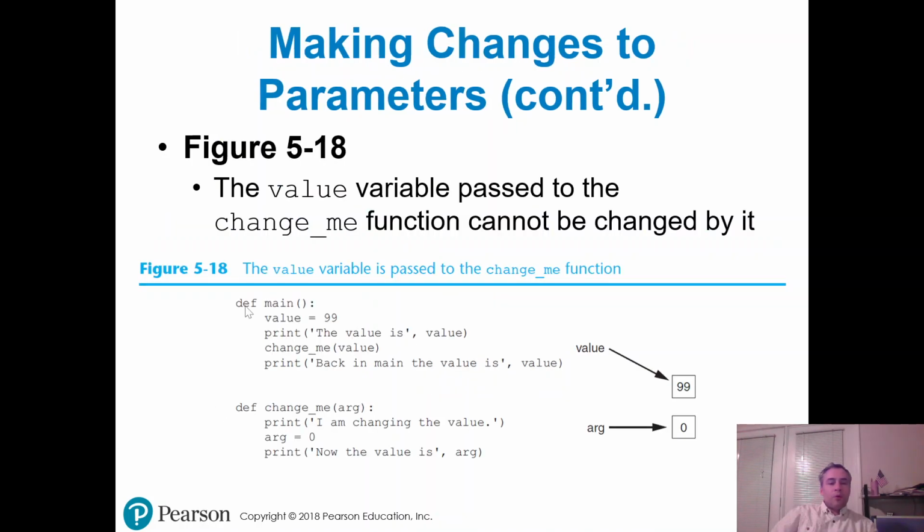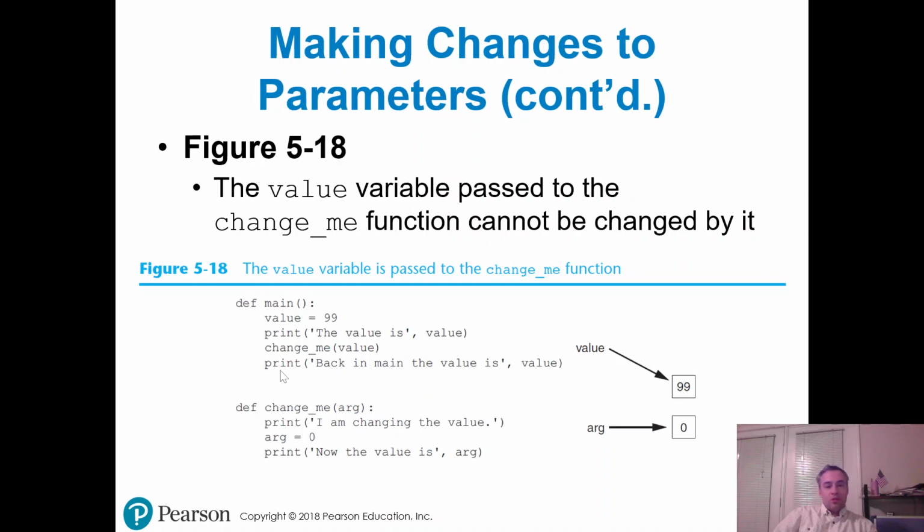In this example, we can define a value 99 in the main and send it to the change_me function. So it takes the value as an argument. The argument is actually 99. And the change_me function attempts to change it to 0. And locally, within the function, it does it. And when we run this function, it will actually show the new value over here.